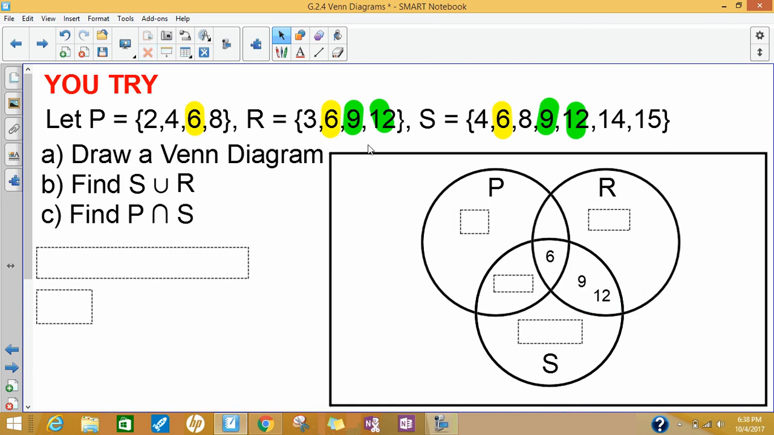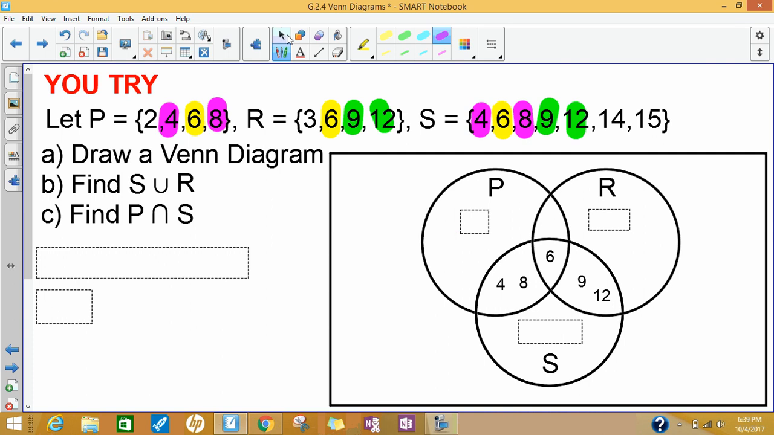So that's where we put 9 and 12. P and S have the number 4 in common. So we're going to put 4, and they also have 8. I missed that. Put that in the two circles where only P and S are overlapping.